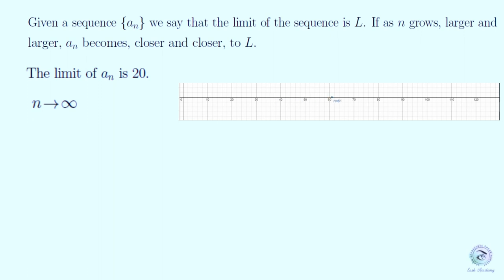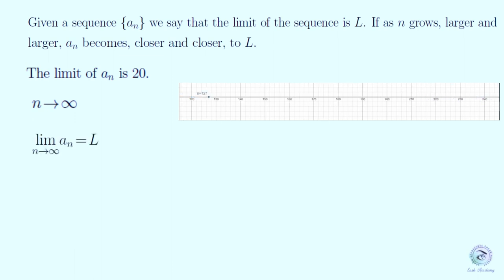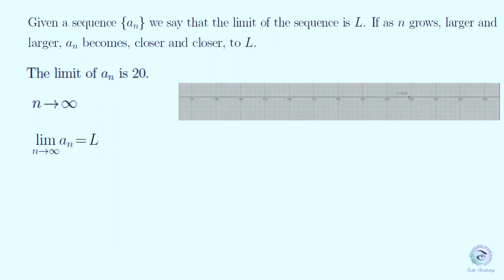With these facts in mind, if the limit of the sequence a_n is L, we denote it by the limit as n approaches infinity of a_n equals L. In the current example, the limit of the sequence a_n is 20. We denote it by the limit as n approaches infinity of a_n equals 20.